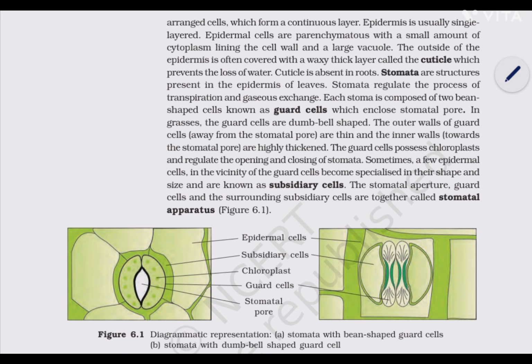Epidermis is usually single-layered. Epidermal cells are parenchymatous with a small amount of cytoplasm lining the cell wall and a large vacuole. The outside of epidermis is often covered with a waxy thick layer called the cuticle, which prevents the loss of water. Cuticle is absent in roots.